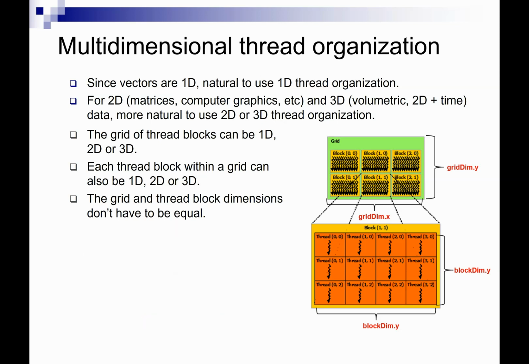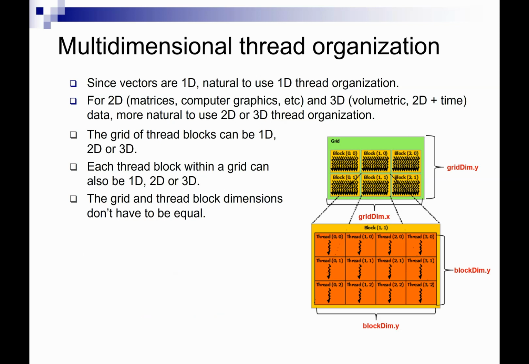Oh, right. And the dimensions of the grid and the thread blocks do not have to be equal. Meaning that, for example, you could have a 2D grid, but within the 2D grid, all the thread blocks are one-dimensional, or some other combination. Now, if you have a multi-dimensional thread block or a grid, first of all, we need to know how big those grids or the thread blocks are.